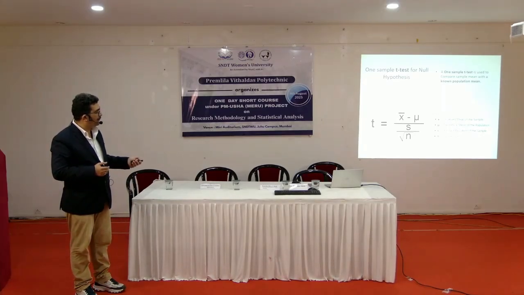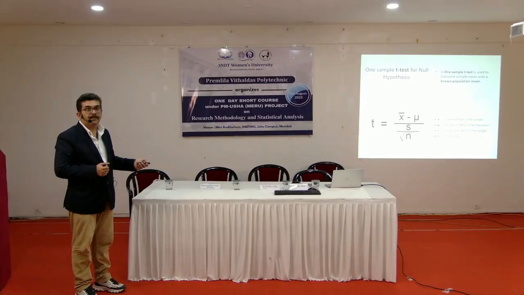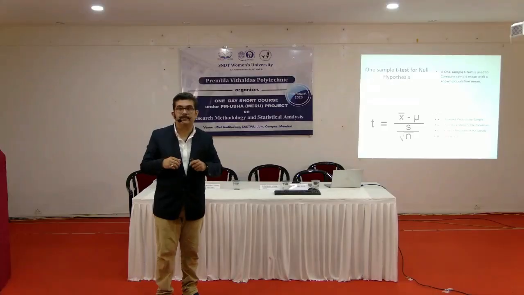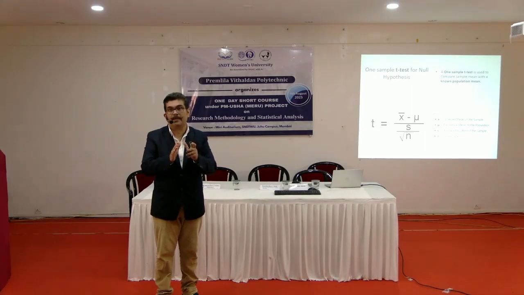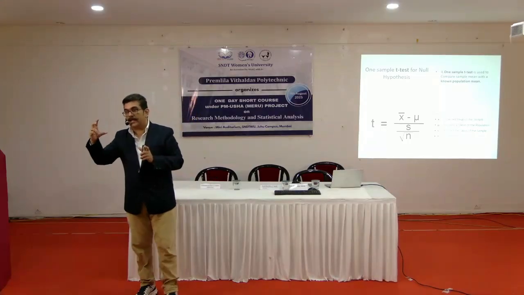This is the formula: x bar minus mu upon s by root n, where x bar is the observed mean of the sample, the observed value we will be finding out, and mu is the theoretical mean of the population. Like in academics, as a teacher, I compare my students' performance with the performance of all the students in Maharashtra, and I come to a conclusion about how well my students are performing compared to Maharashtra students. So the Maharashtra government is giving us the average score.